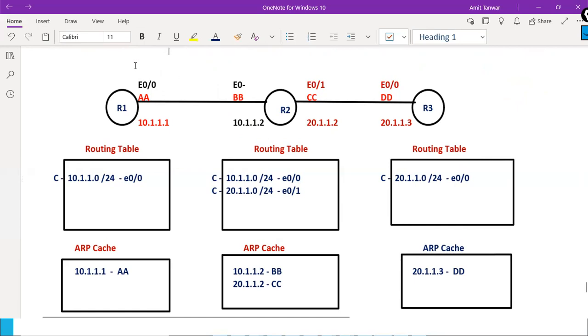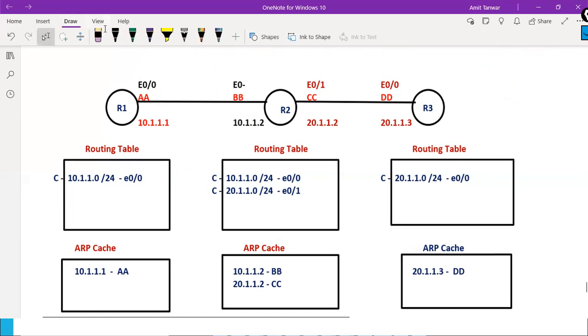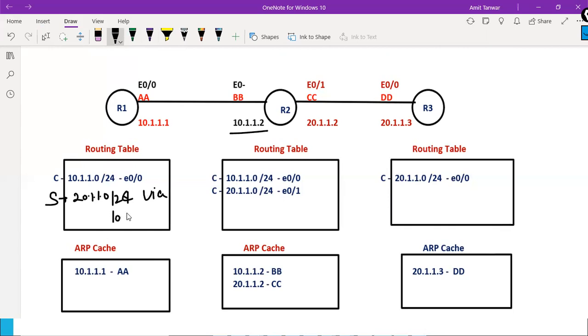Now you have to make the entry over there. The entry is, once you configure the static route over here, there will be one entry on this router. That is a static route to 20.1.1.0/24, and via who will be the next hop? Your 10.1.1.2.